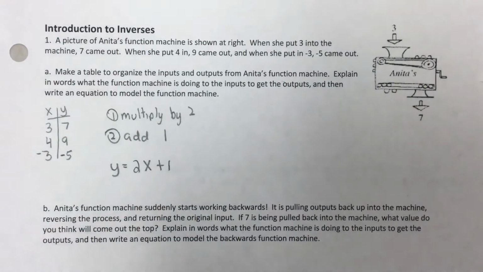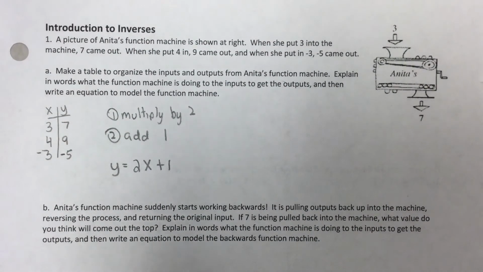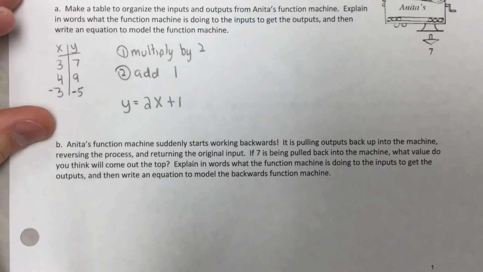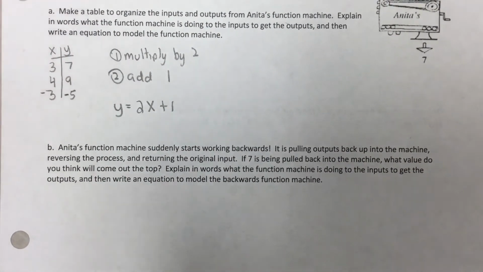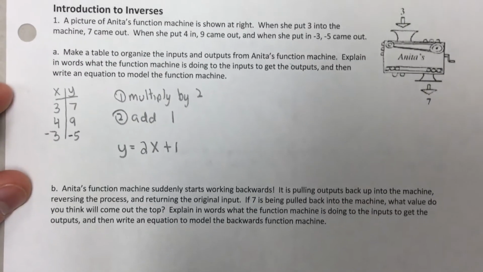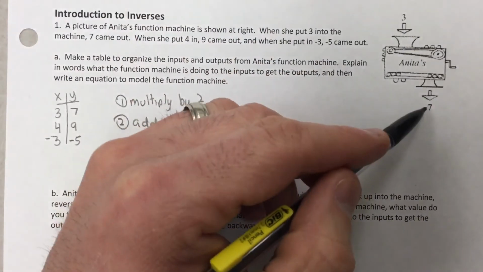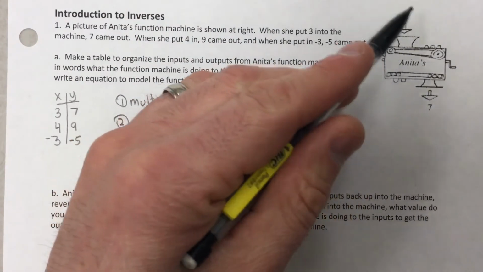It then says the function machine is starting to work backwards. It's pulling outputs back up into the machine and reversing the process and returning the original input. If 7 is pulled back into the machine, what value do you think will come out the top? Explain in words what the function is doing to the inputs to get the outputs, and then write the equation. So here now, if it's pulling up 7 back into the machine, 3 would have to come out the top.